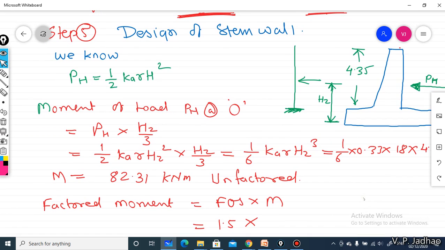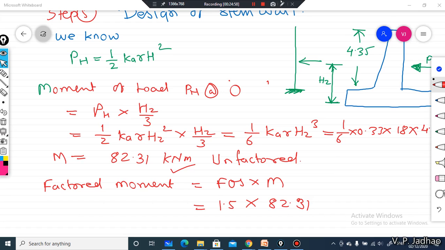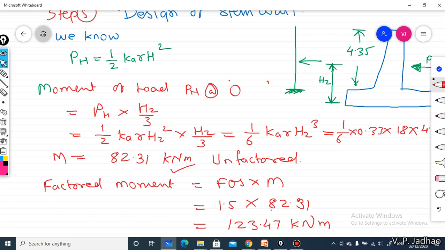Design of stem wall, okay. We have calculated the moment due to this particular force PH, that comes out to be 82.31, and therefore the factored moment will be the factor of safety multiplied by M, so that is 82.31. So the factored moment comes out to be equal to 123.47 kilonewton meter.